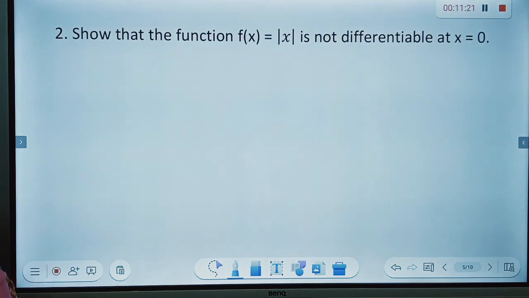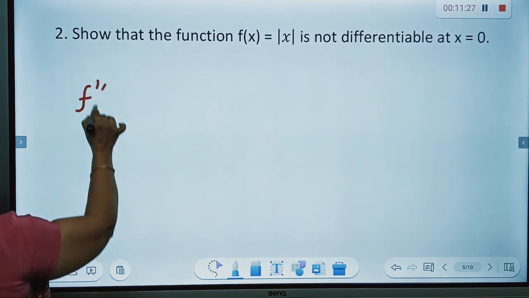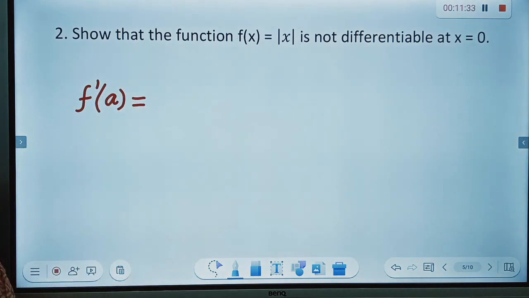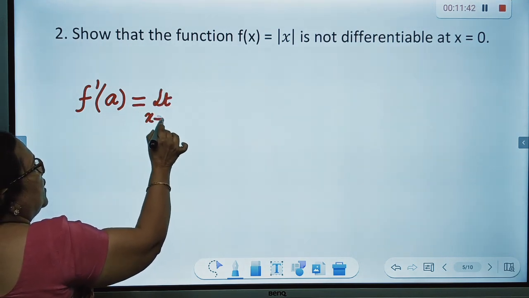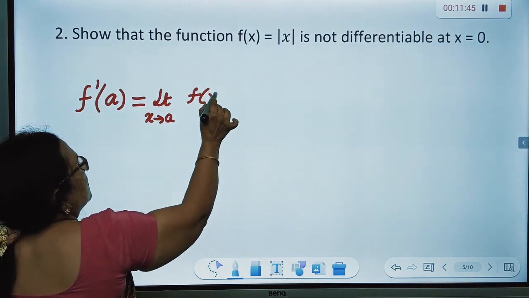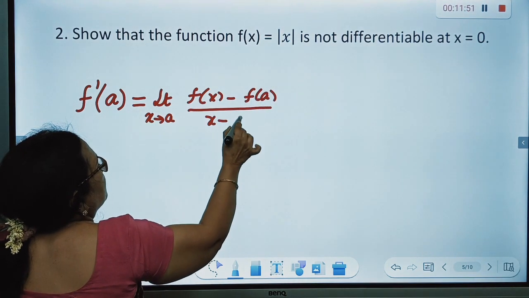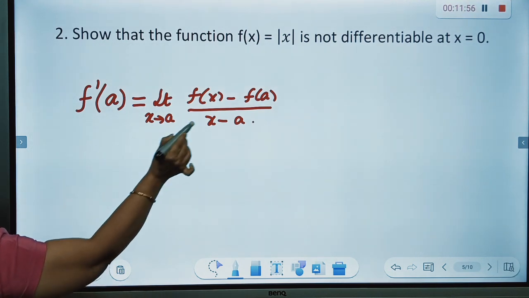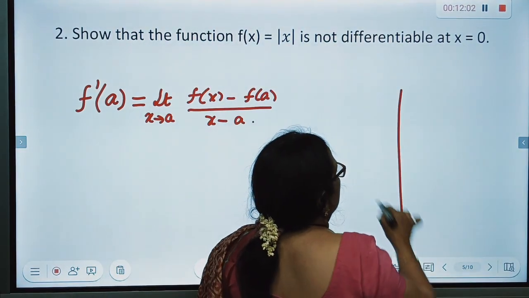So let us look at y equal to mod x. How do you say it is differentiable? Differentiability at x equal to a is defined as follows: if the function is differentiable at a, we call it f dash of a. f dash of a equal to limit x tends to a, f of x minus f of a by x minus a. Now, we are looking at the differentiability of mod x at x equal to 0. So, we already saw the graph, right?